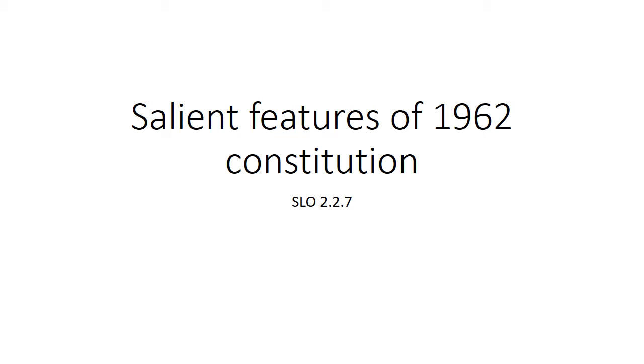Hence, this Constitution of 1962 remained the law of the land from 8th June 1962 to 25th March 1969, when it was again abrogated. Today we will analyze the salient features of the Constitution of 1962.